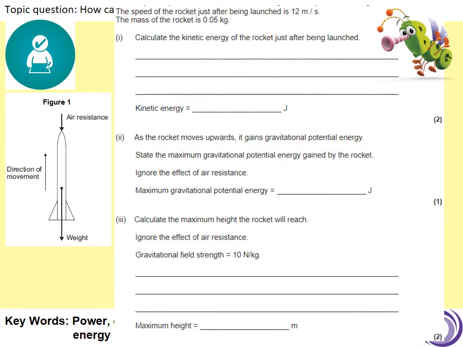And in part 3, another calculate question. So straight away we've got calculate, so that will be your command word to box. The maximum height the rocket will reach. Again, it gives you another bit of information to use, and you want to work out the height. So you have to think about, well, if I've got a height, which energy equation have I got that includes height? It tells me gravitational field strength, so you've only got one energy equation that includes that. Think about which equation it would be, then you'd have a go at it.